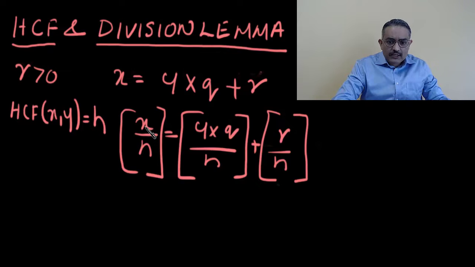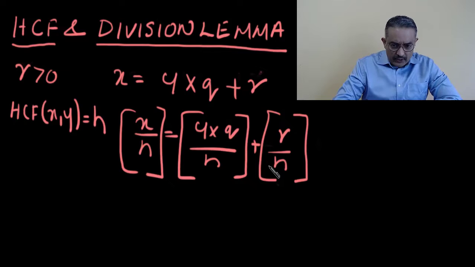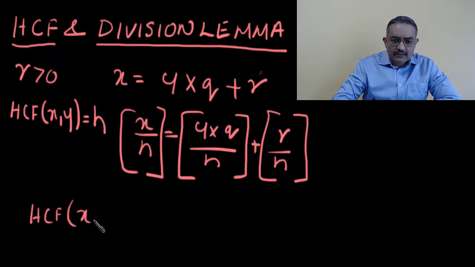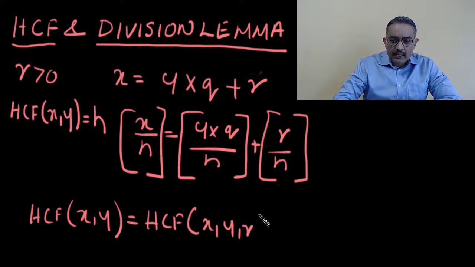In other words, x by h is a whole number. This y times q by h is a whole number. So r by h will be a whole number as well. So this is a very important point. The HCF of x and y, this formula, this method or this idea shows that the HCF of x and y is also the HCF of x, y and r.